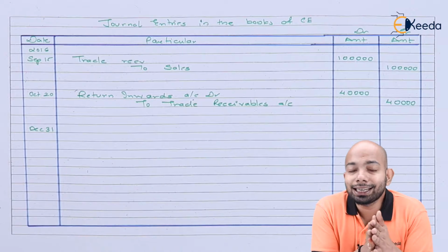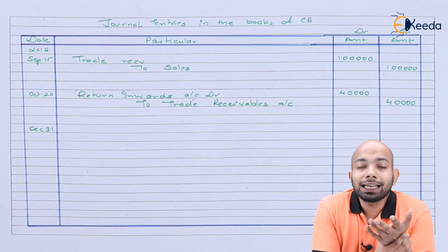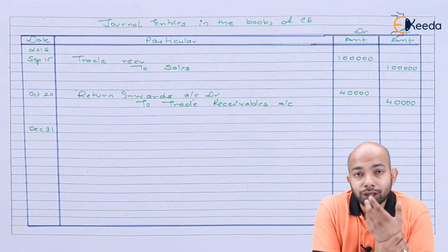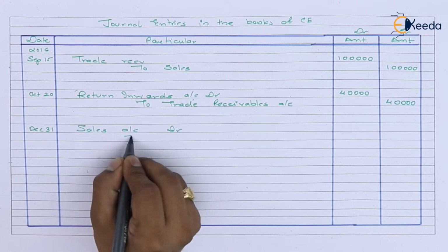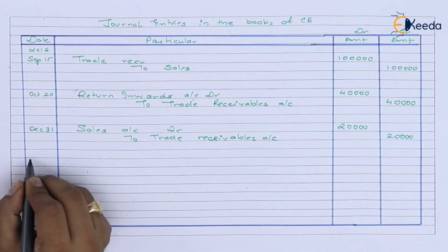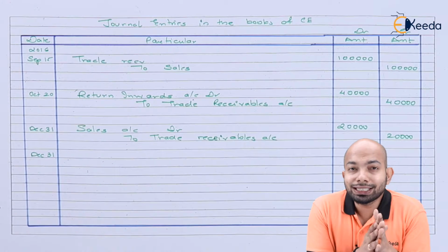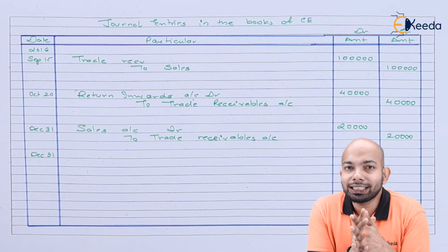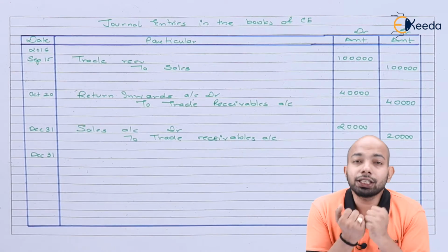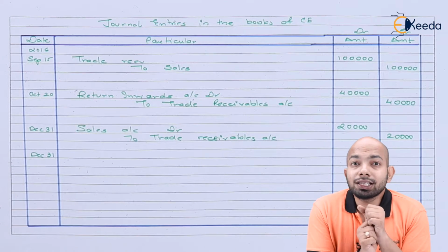Let's go on to the next entry, that is closing of the year. So closing of the year will have two entries: the stock lying with the customer and the closing stock that we have to take into consideration. So let's pass that entry now. That entry states sales account debit to trade receivables 20,000, which is the stock lying with the customer. Now when we have to take the stock with us, the entry that we have to pass will be stock with the customer to trading account.